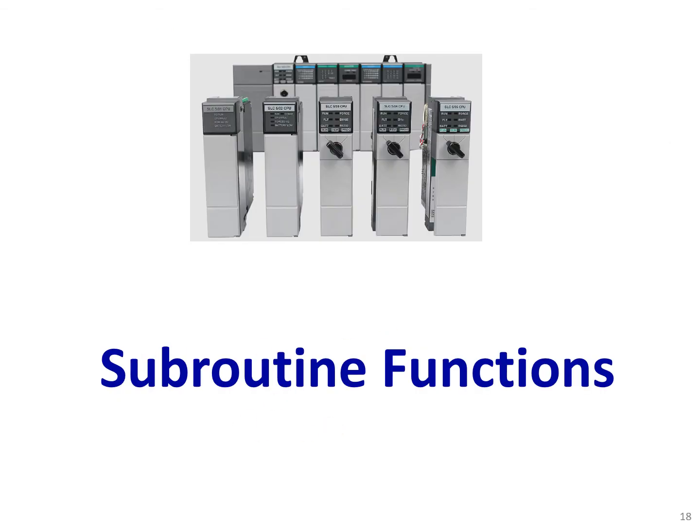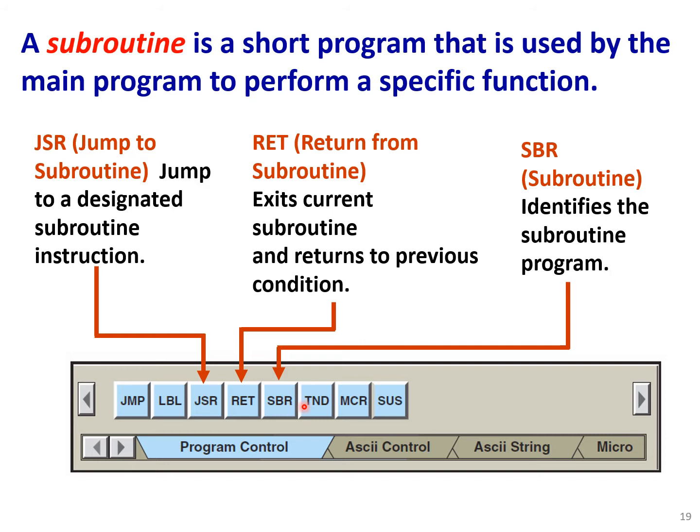Subroutine functions. A subroutine is a short program that is used by the main program to perform a specific function. It's quite similar to other types of programming systems with subroutines, like C, C++. JSR, jump to subroutine.